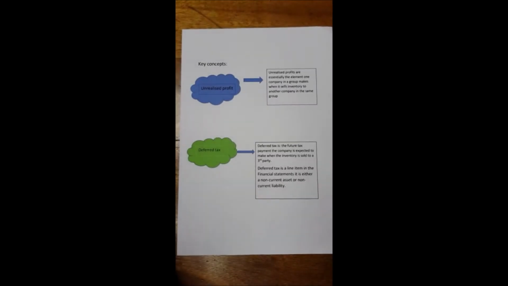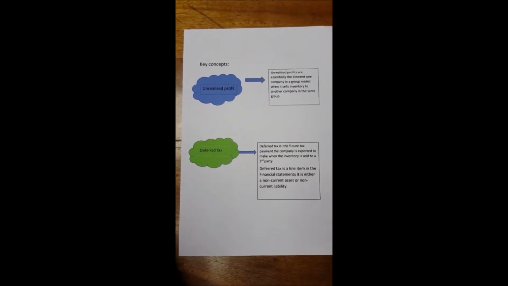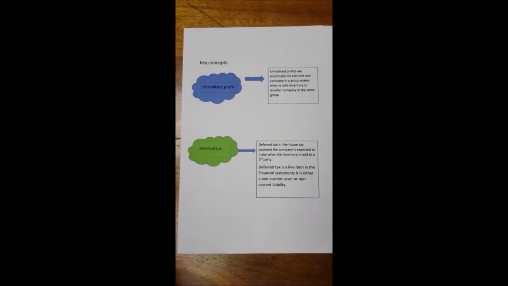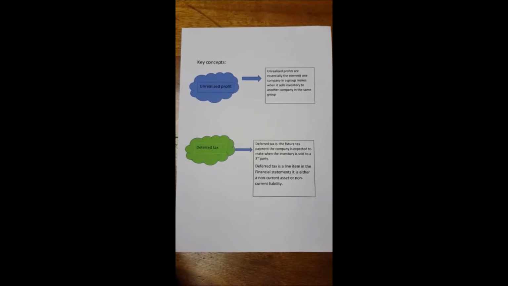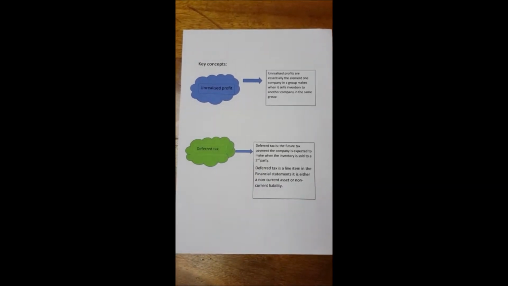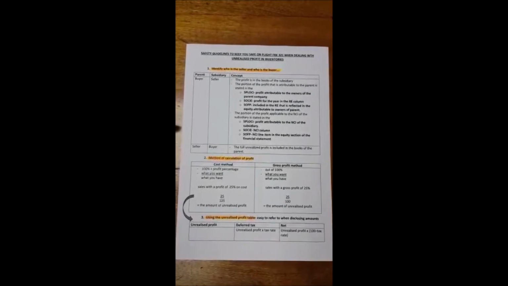Unrealized profits are essentially the profit one company in a group makes when it sells inventory to another company in the same group. And then deferred tax is the future tax payment the company is expected to make when the inventory is sold to a third party. Here are some safety guidelines to keep you safe on our flight FRK 321.